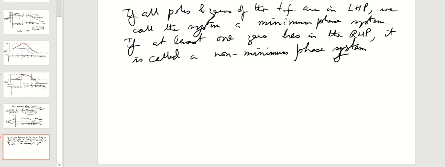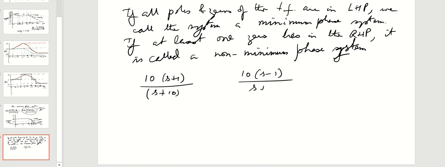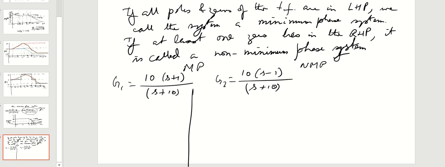So for example, let us consider (10s + 1)/(s + 10) and (10s - 1)/(s + 10). By our definition, this qualifies as minimum phase and this qualifies as non-minimum phase. So this is G1, this is G2. What is it in the phase plot that makes one of them a minimum phase one and the other a non-minimum phase one?